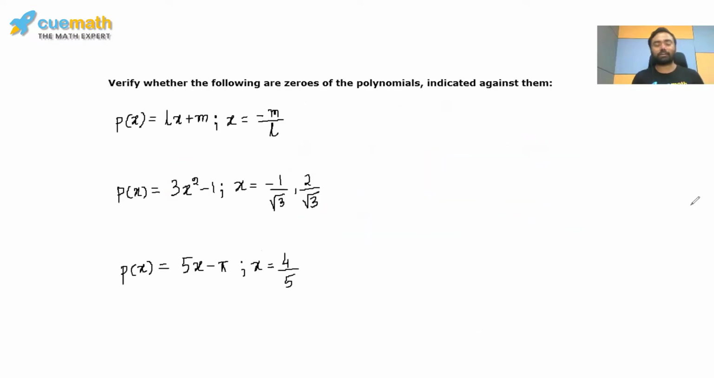So here we have the next question where we have 3 polynomials and we'll have to verify whether the following are zeros of the polynomials indicated against them. So for example, for the first polynomial p of x equals lx plus m, we'll have to check whether x equals negative m over l is a zero of this polynomial p of x or not.